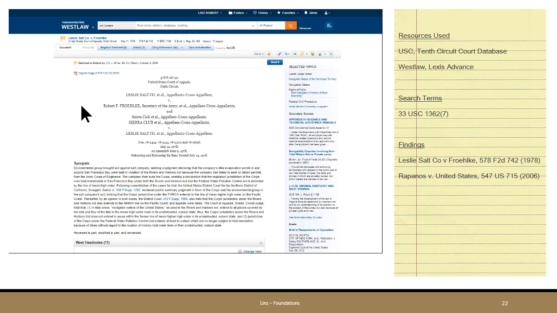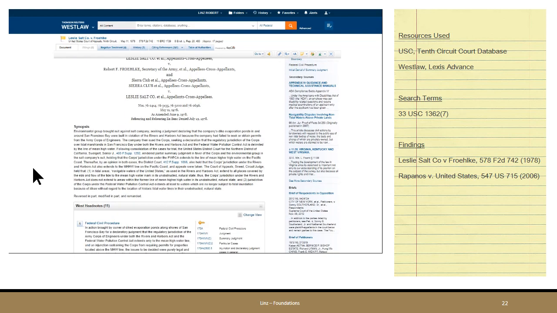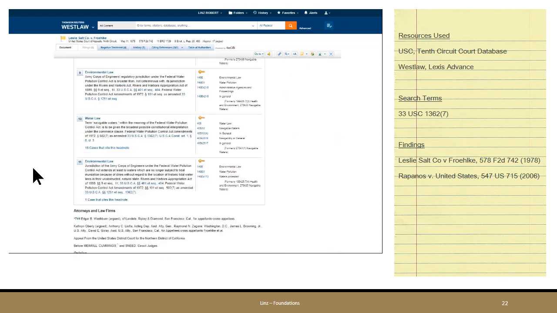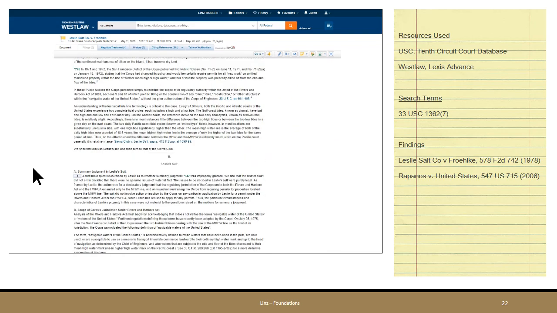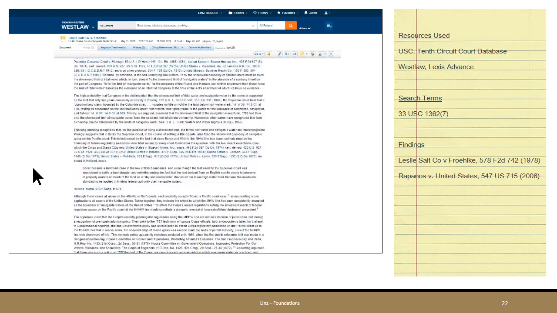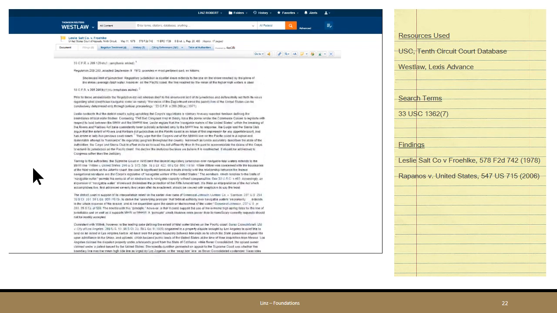The editors at West have given us a synopsis, the holding, and then, much like the Lexis case, you're going to find the opinion, the same opinion, of course, the same text, and then the same information in terms of the judges and the attorneys.